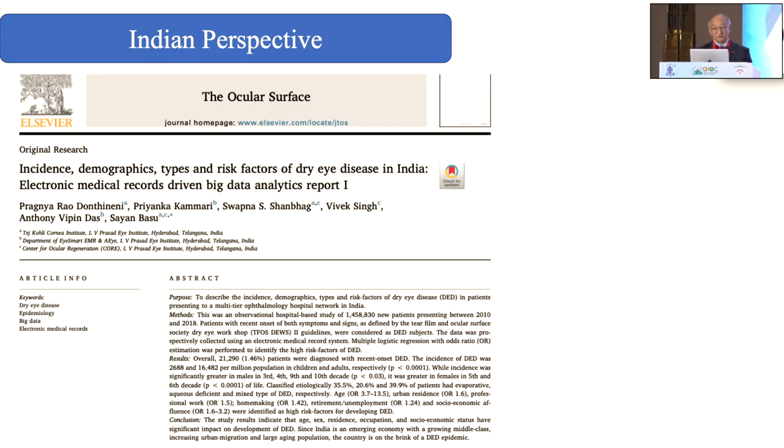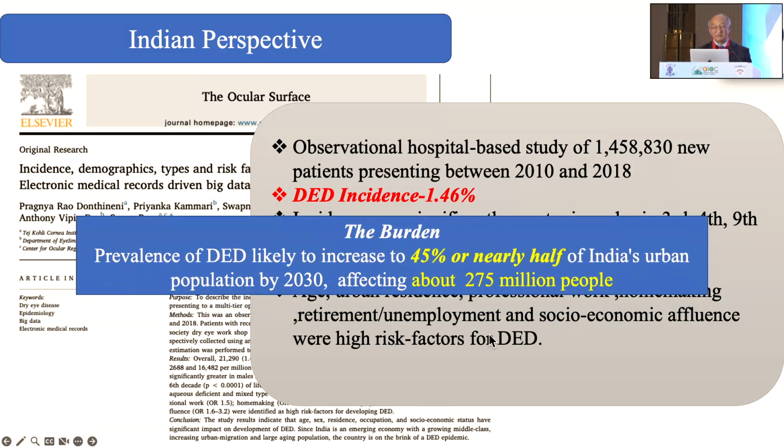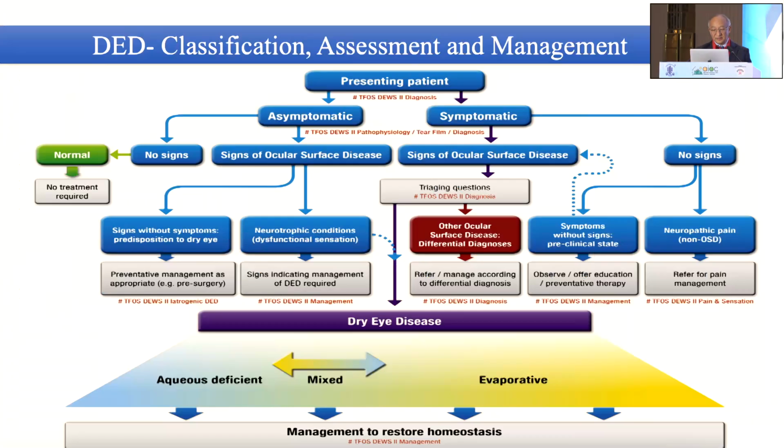And this is a study from LV Prasad, where they looked into the 8 years data of more than 1.4 lakh people, and they found that incidence is almost 1.5%. In there also, the age group, like urban residents, professionals, 5th to 6th decade people had a high incidence of dry eye. And they estimated by 2050, almost 50% of people will be suffering from significant dry eye problems, which is almost 2.75 million people.